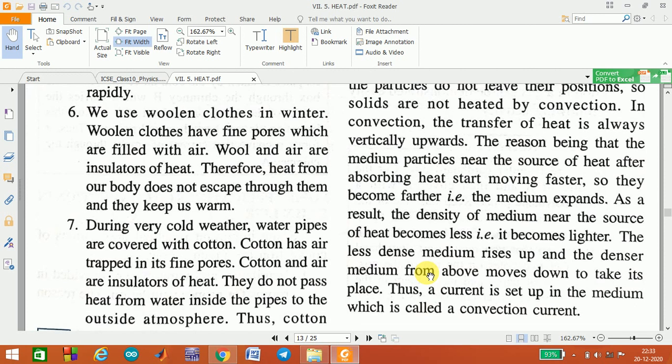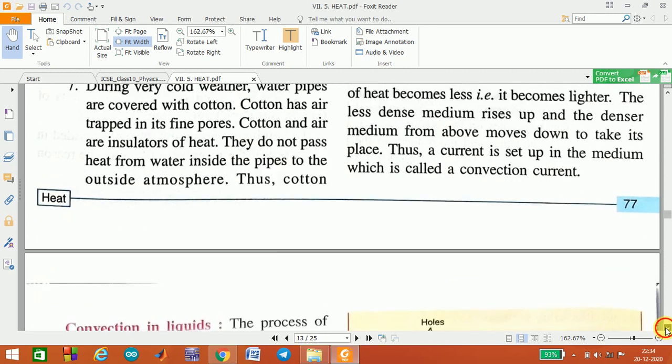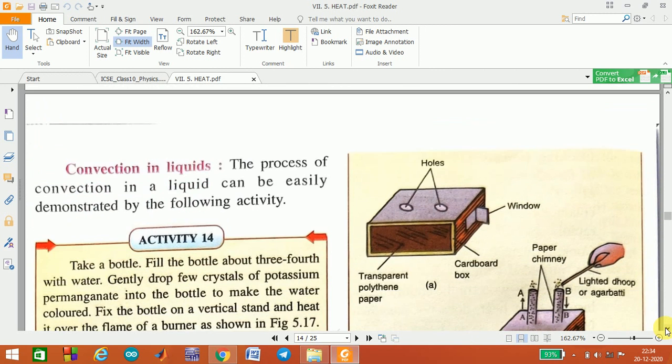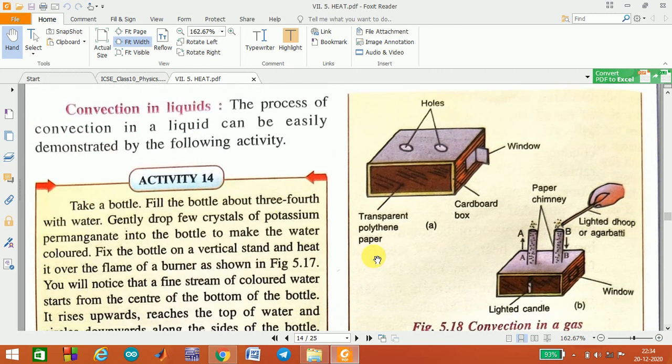So the upper medium is denser and it is coming down, and the lower part after heating will be less dense, then it will move upward. So a current is produced. So this current is known as what? Convection current. Okay, then there are different types of convection shown by liquids and gases. So one by one we will see.